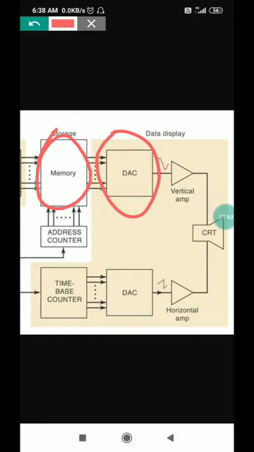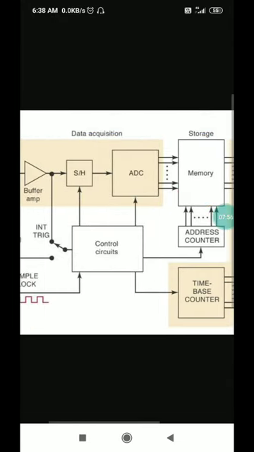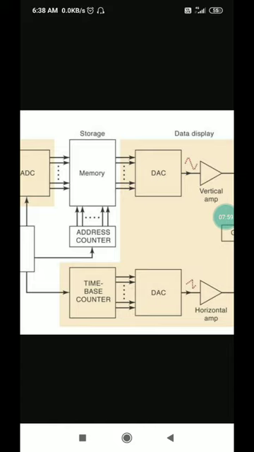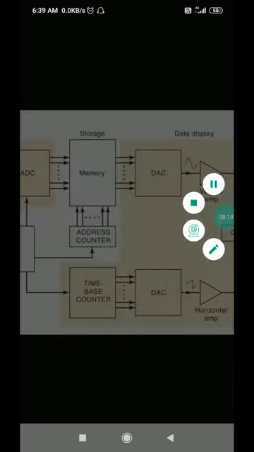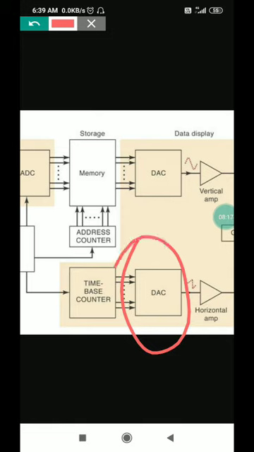So analog output is produced by DAC and it is given to the vertical amplifier, and vertical amplifier drives the vertical deflection plates. Similarly, here we have time-based generator, a time-based counter which produces timing information. This timing information is in digital form. That is why you have to convert it into analog form with the help of DAC. So we have got one more DAC in the lower side in the horizontal section. Okay, so this DAC converts the timing information into analog form.